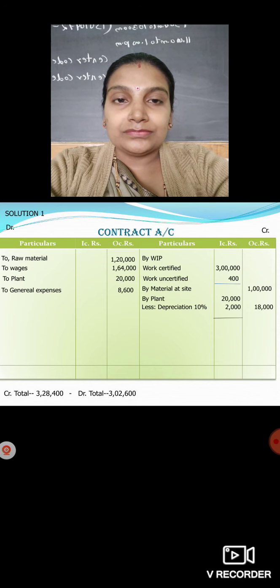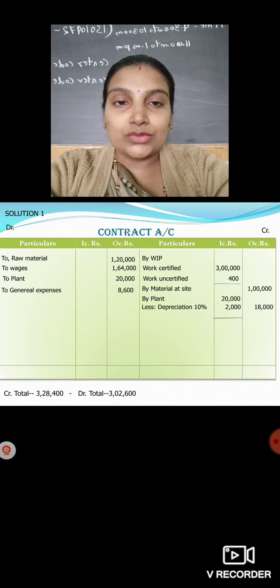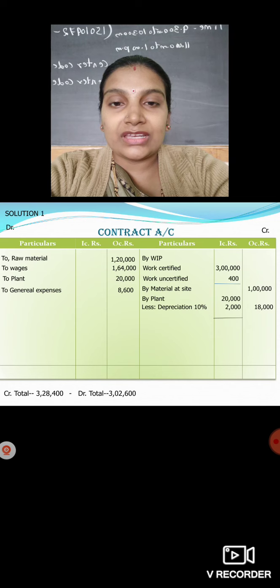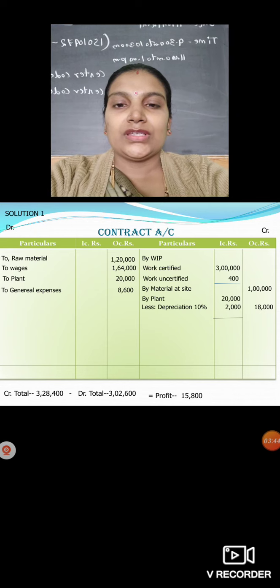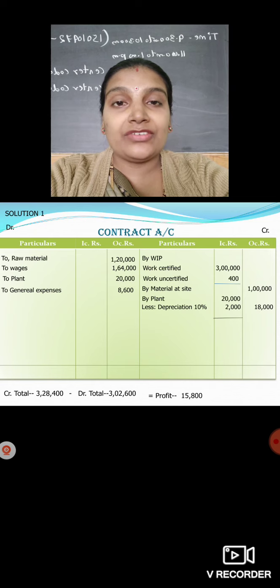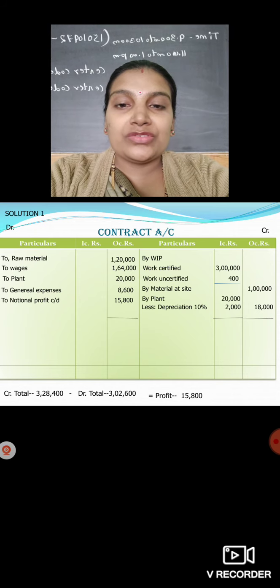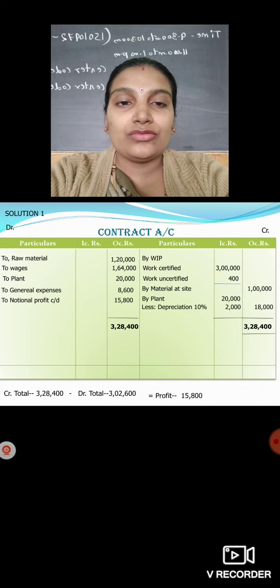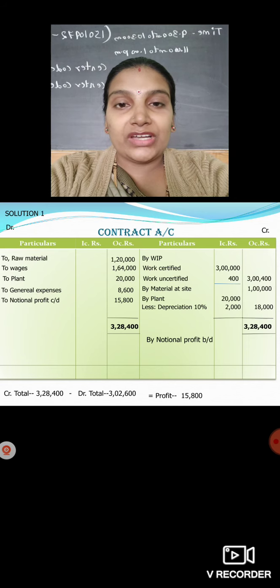Then credit side total we have 3,28,400. It is the total; you should take the 3,04,000 outside. Then debit side total we have 3,02,600. So how much profit will we get? 15,800, which you are going to transfer to notional profit. And both side total we will get 3,28,400. So what you have to do is bring down the notional profit now, 15,800.